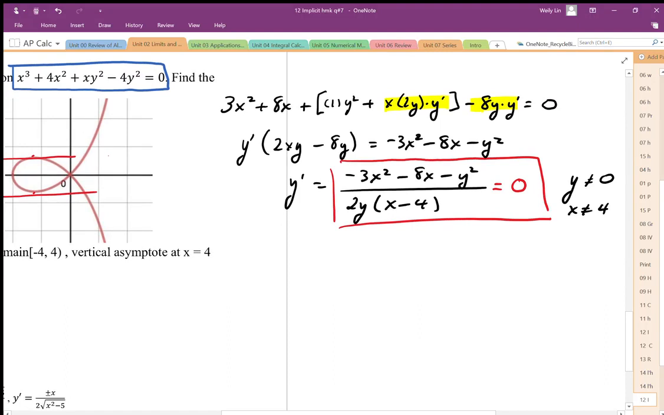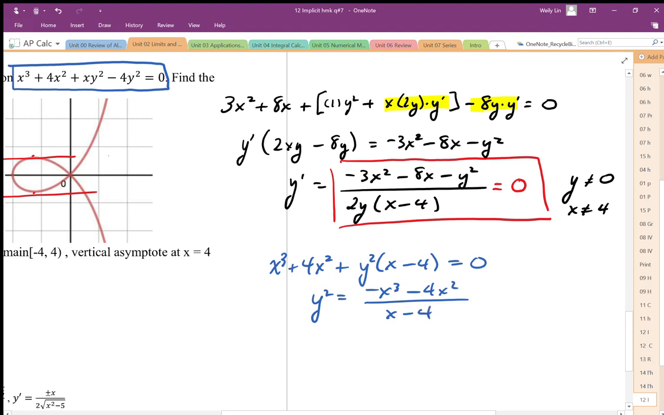It looks like that's going to be easier to solve for y than for x. So I'm going to isolate the y squared. I'm going to first factor out the y squared. I end up with x minus 4 equals 0. Solving for the y squared, I end up with negative x cubed minus 4x squared all over x minus 4.